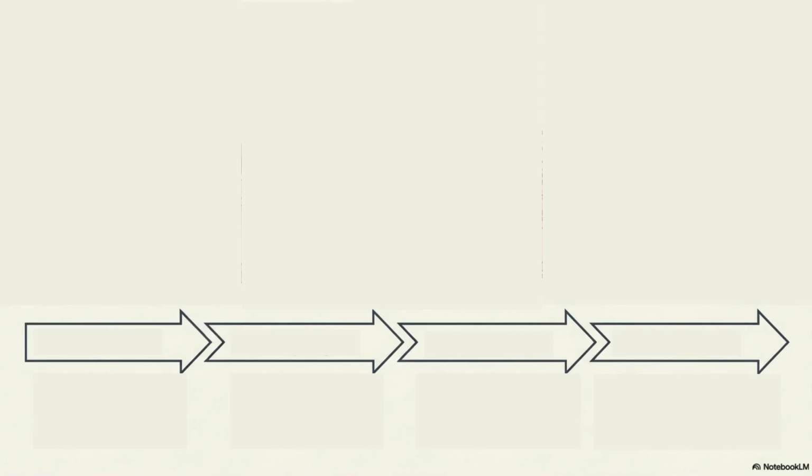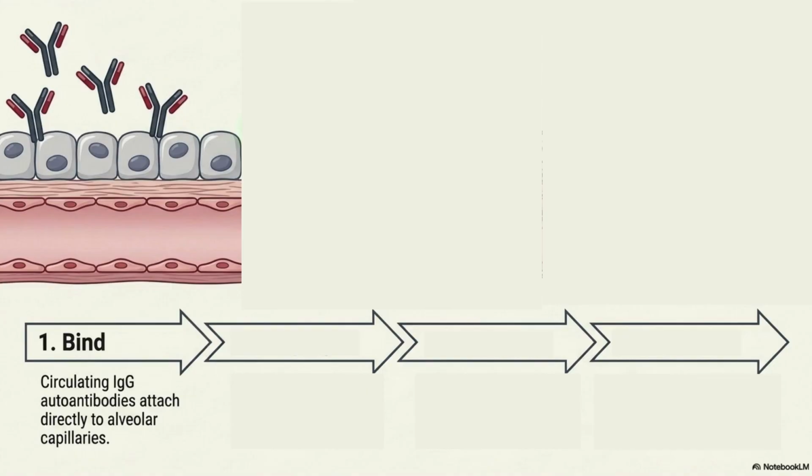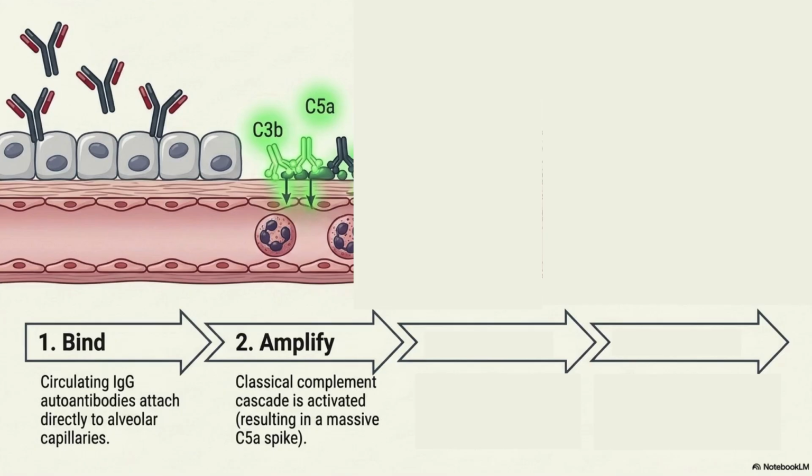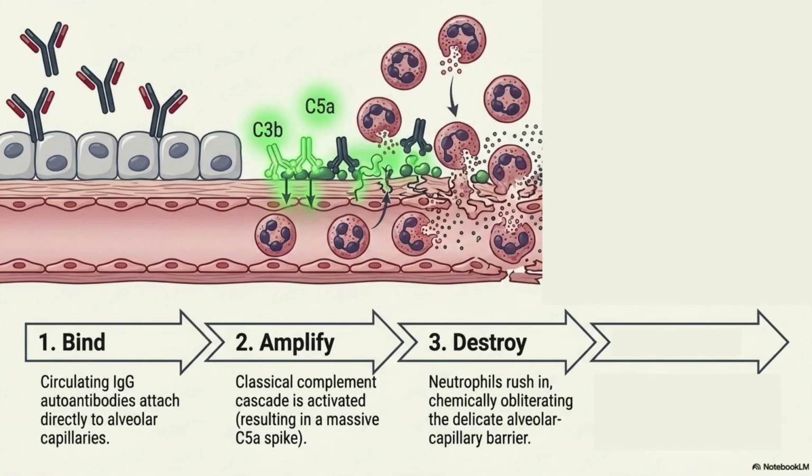Let's look at how the destruction happens in the lungs, step by step, starting with complement protein C3b. Step 1 is bind. Circulating IgG autoantibodies attach directly to the alveolar capillaries. Step 2 is amplify. The classical complement cascade is activated, resulting in a massive C5a spike. Step 3 is destroy. Drawn by that spike, neutrophils rush in, chemically obliterating the delicate alveolar capillary barrier.